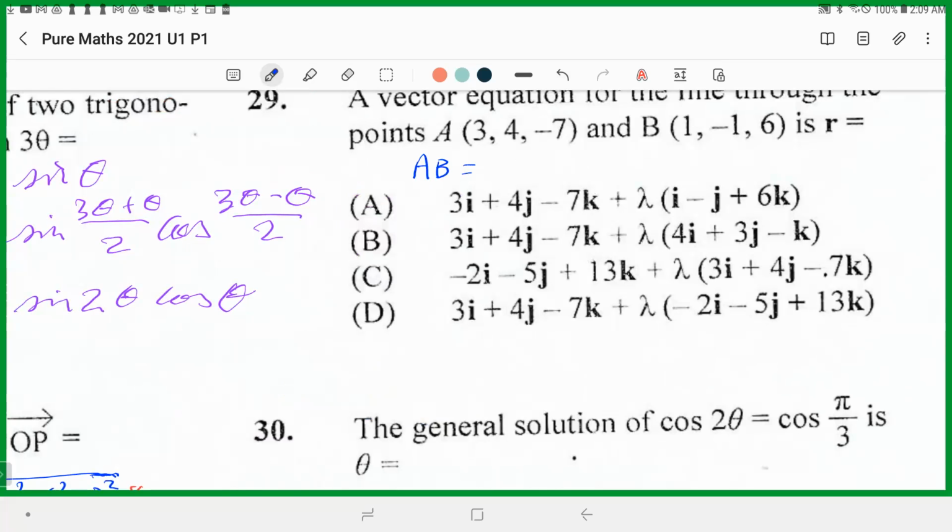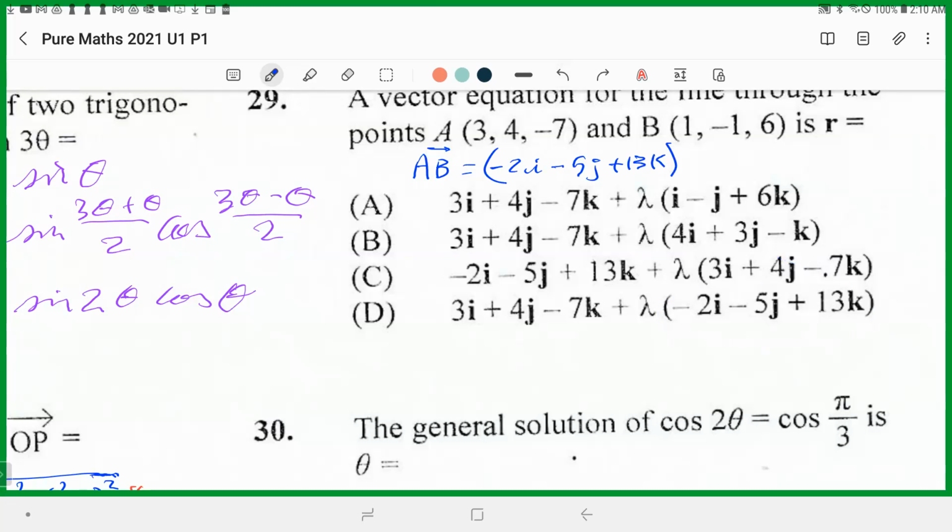It is going to be this minus 3 and the negative 2 there. So yep, this minus this, you're going to get minus 2i. Then this minus this, you're going to get minus 5j. And this minus this, you're going to get 6 and 7 is 13. You get plus 13k. That's your direction vector right here.